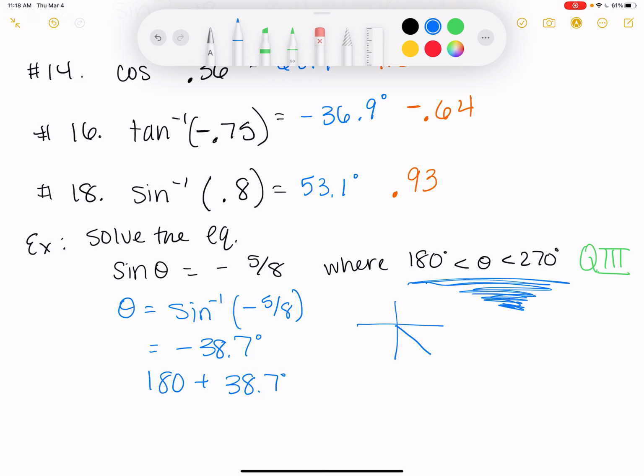Wouldn't we do 180 minus negative 38.7? Well, it would be minus a negative technically, so it's going to be plus. Let me write that just so that everybody sees it. This is technically minus a minus, so it becomes plus. It's the formula thing that we learned for the quadrants. So then the angle would be 218.7 degrees.